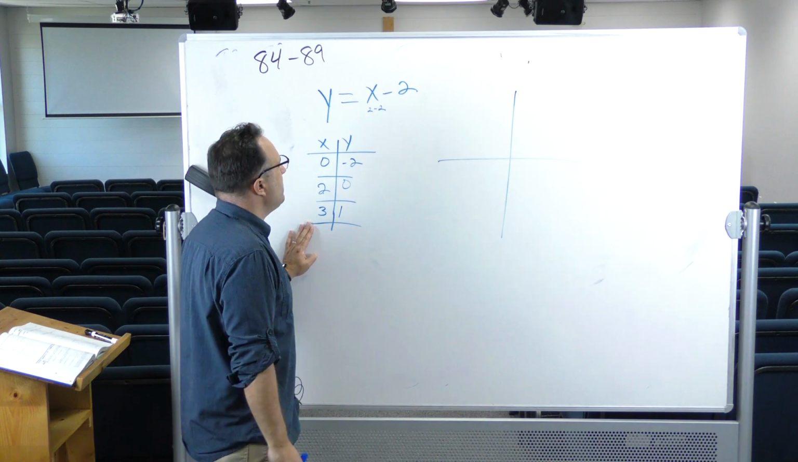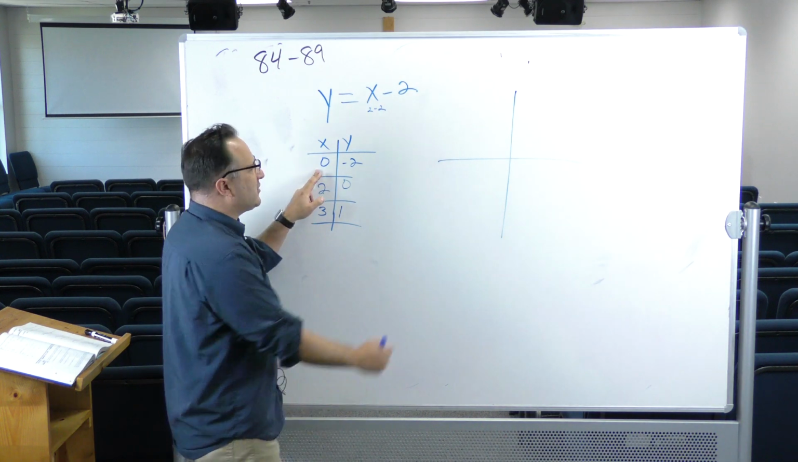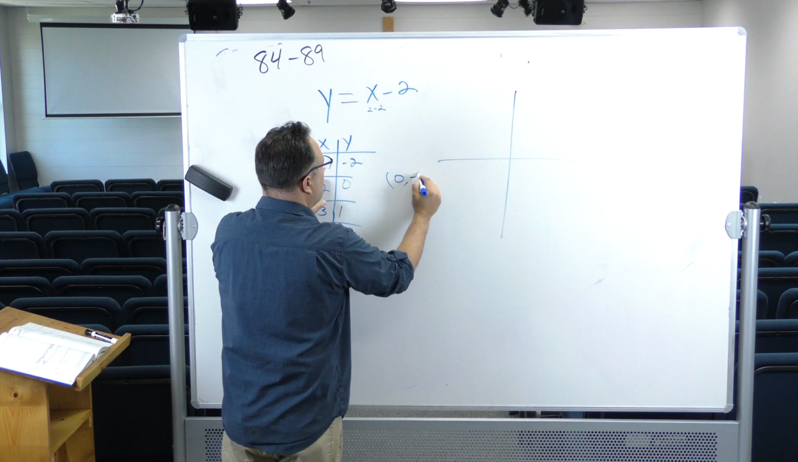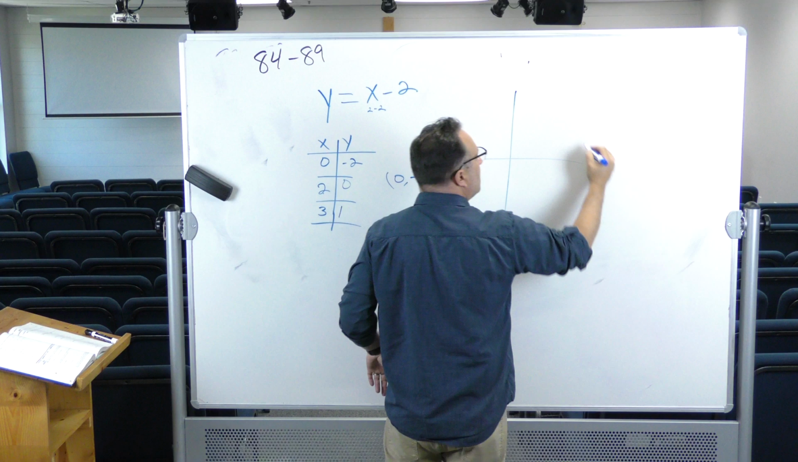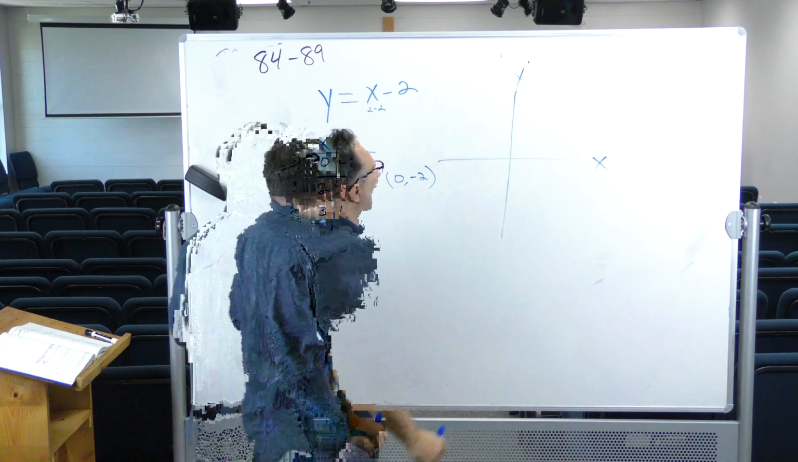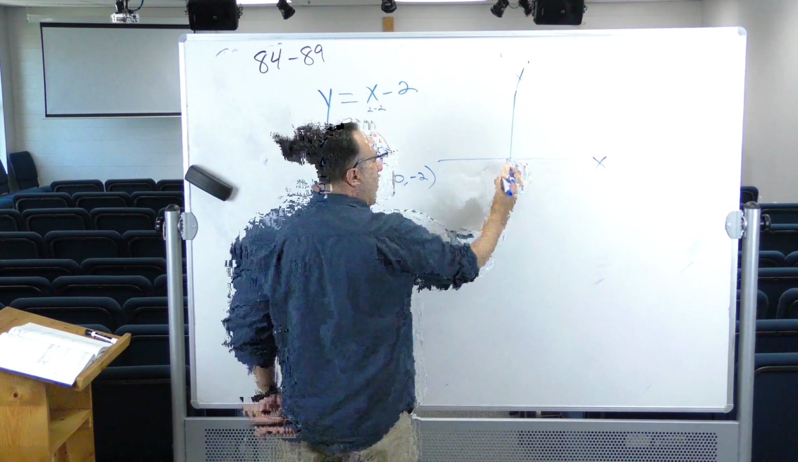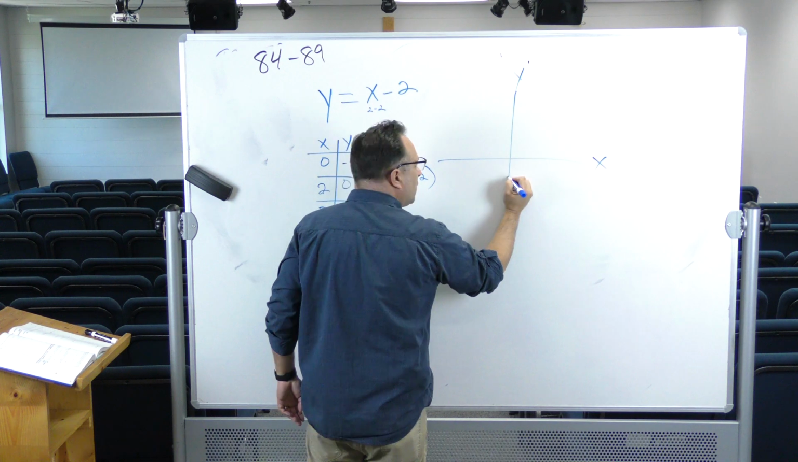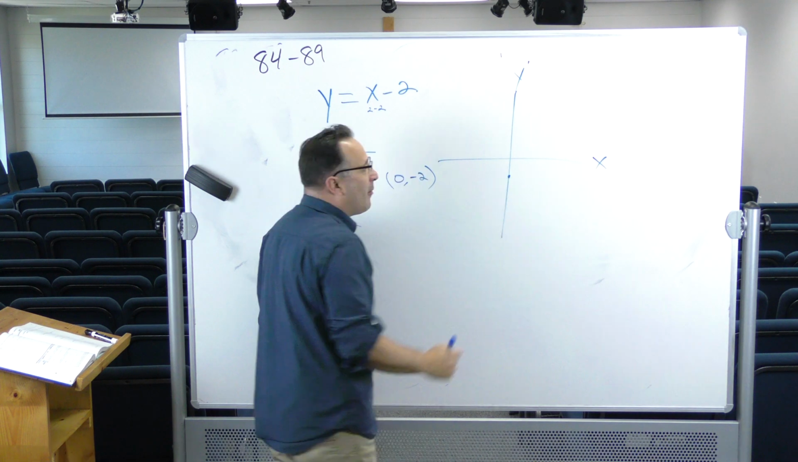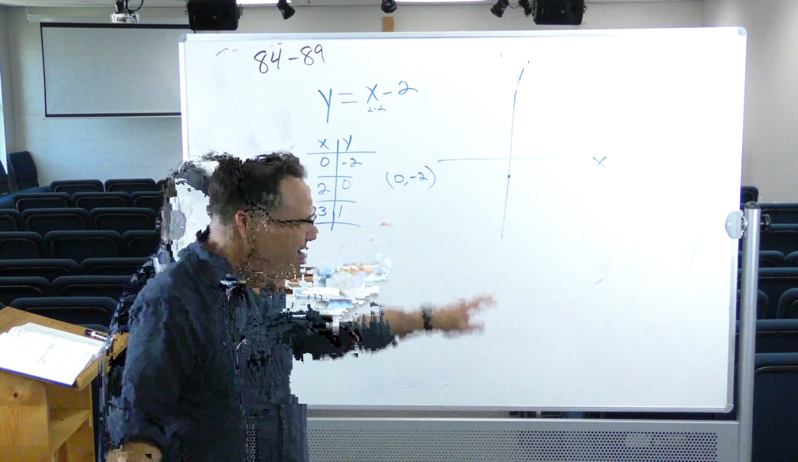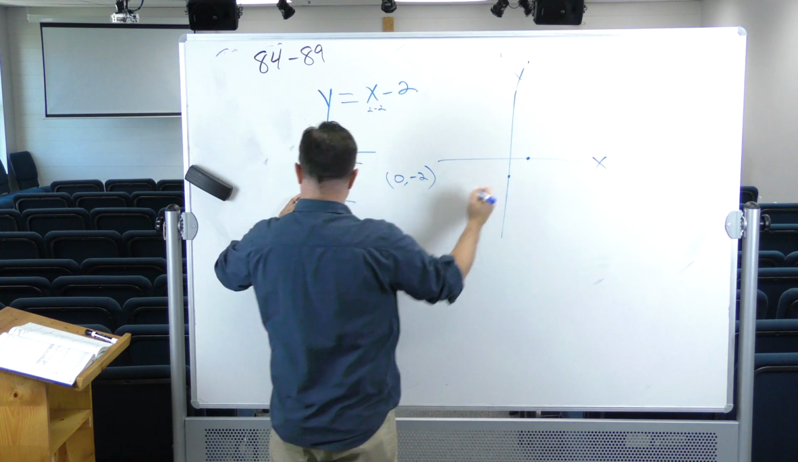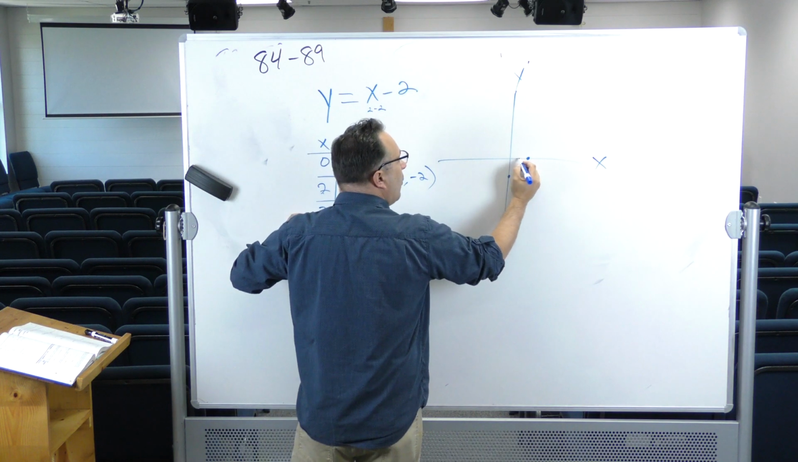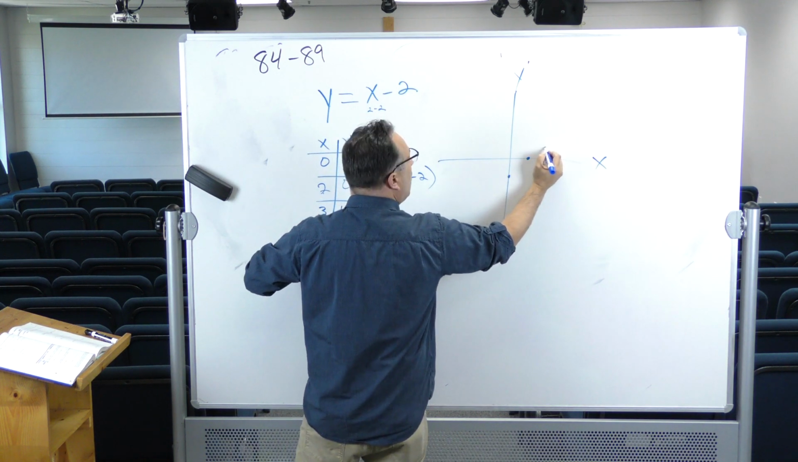Okay, so now I'm going to plot these. Remember, this is the x, this is the y. This is the x plane, this is the y plane. And so here we'll go x equals 0, y equals negative 2. I'm not drawing all my hash marks, but I think you can figure out that's about negative 2. Now I have x equals 2, y equals 0. And now I have x equals 3, so I go 1, 2, 3, y equals 1.